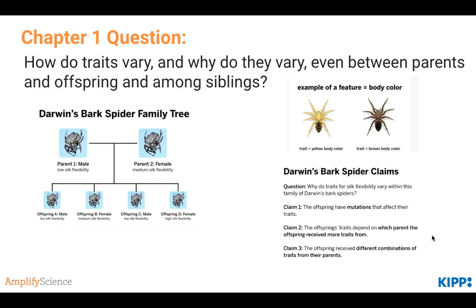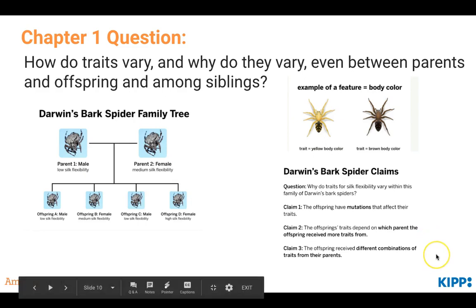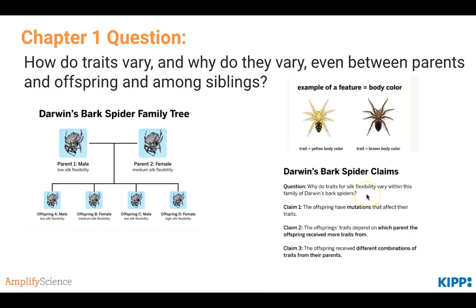At the end of this chapter, students will be given the question, why do traits for silk flexibility vary within this family of Darwin spiders? And they'll be given three different claims that they're going to have to investigate and eliminate throughout this unit.